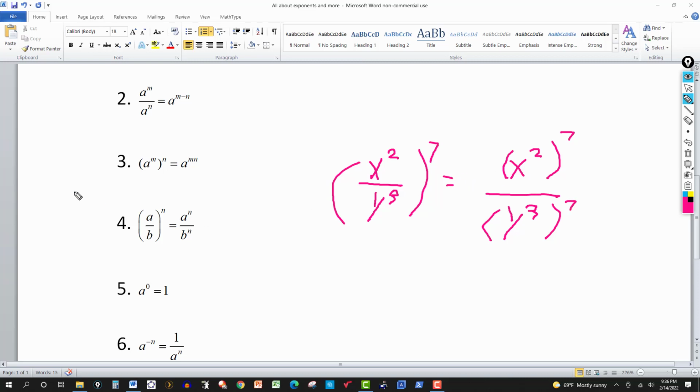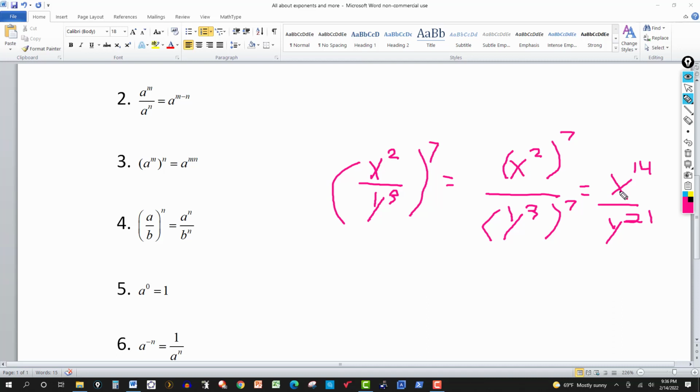And then from here you can just use rule number 3. When you have a power to a power, this is x squared to the 7th, y cubed to the 7th. Both of these are exponents. Just bring down your base and multiply these powers. 2 times 7, that's 14. And then here, bring down the main base, which is y, and multiply the exponents. 3 times 7, that's 21.